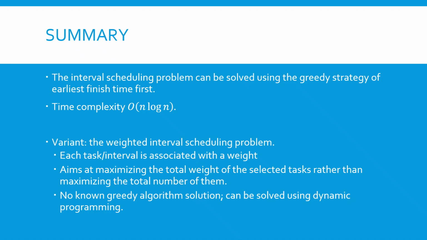In summary, we presented a greedy algorithm for the interval scheduling problem. The greedy algorithm follows the earliest finish time first strategy and runs in O(n log n) time. A common variant of this problem is weighted interval scheduling, where each job has an associated profit, and the goal is to maximize total profit rather than the number of jobs. This weighted version does not admit a greedy solution, but it can be solved in polynomial time using dynamic programming.